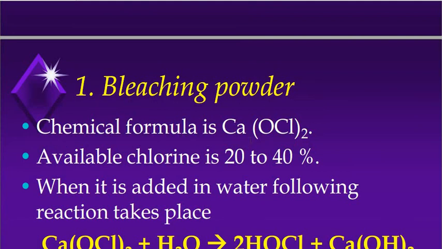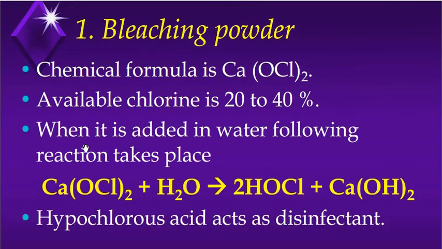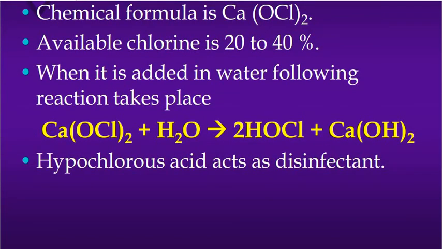The chemical formula is CaOCl2. Available chlorine is generally 20 to 30 or 40%. This is the chemical formula, CaOCl2, the bleaching powder. Generally the chlorine present in the hypochlorite is 20 to 40%. We have generally assumed that the optimum chlorine present is 30% to 33%. When it is added in the water, the following reaction takes place. The bleaching powder, when added into water, H2O, forms 2 times hypochlorous acid and also calcium hydroxide.